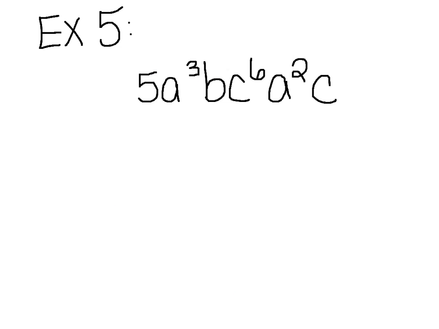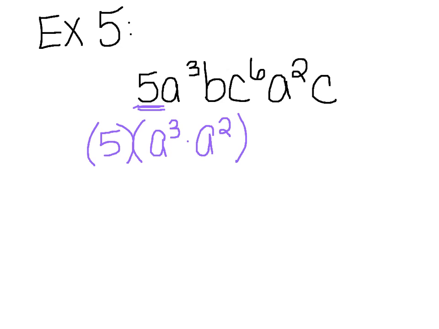So this example gets a little bit harder because we're now including this 5. But again, same thing as example number 4. I want you to group all of your numbers together. Now I'm not referring to the exponents, I'm referring to the numbers. So this 5 here, I'm going to put my 5 together. I'm going to put my A's together. I'm going to put my B's together. I only have 1, so I'm going to leave that. And I'm going to put my C's together.